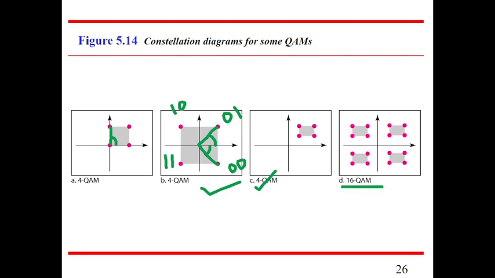And here is another example where we can use 16 levels to send 4 bits at a time.